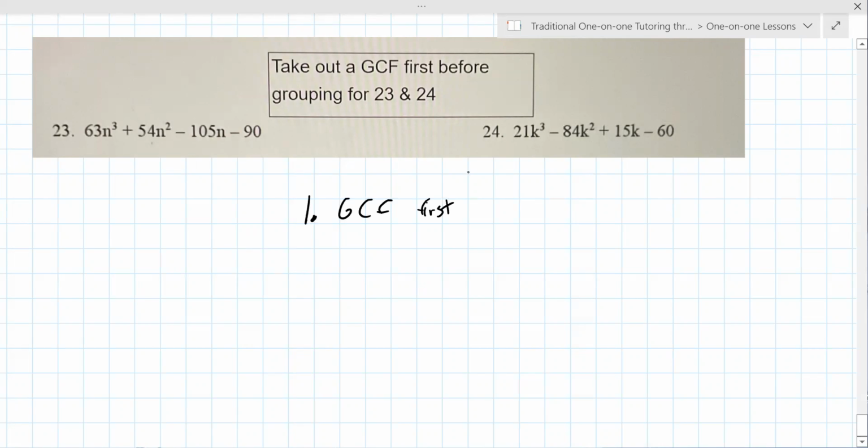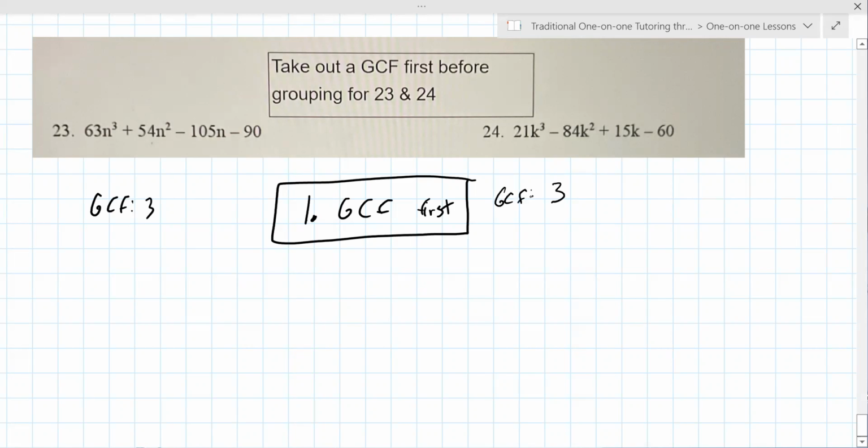No matter what type of problem you're getting, you always do the GCF first. That's something you'll see on standardized tests, and maybe on your tests. So I believe on the one on the left, the GCF is 3, and I believe the one on the right is also 3, but we can check that next time and work through these then. So I'm going to stop the recording.